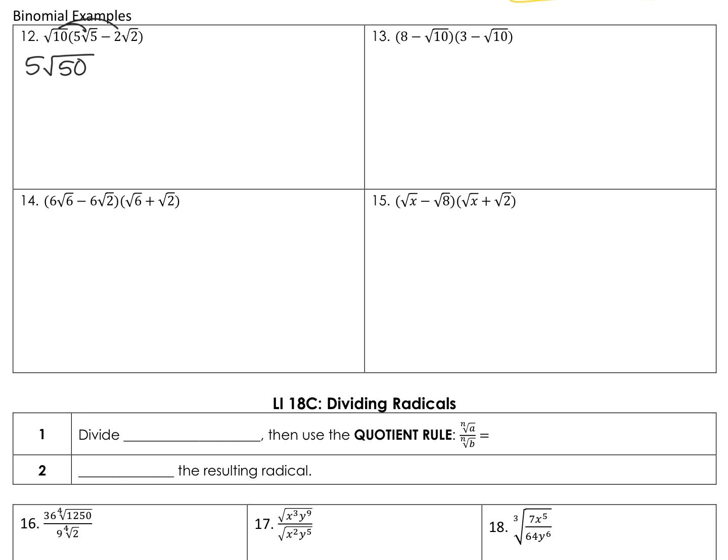Okay, repeat. Again, the root 10 doesn't have anything out in front, so it's just negative 2. Then 10 times 2 will get me an inside radicand of 20. Outside multiplies outside, inside multiplies inside. All right, let's break this up, please.